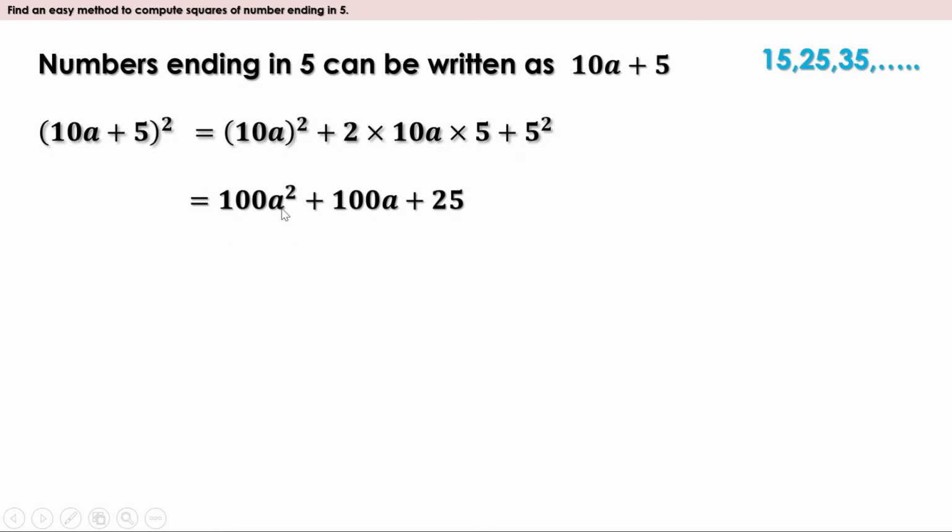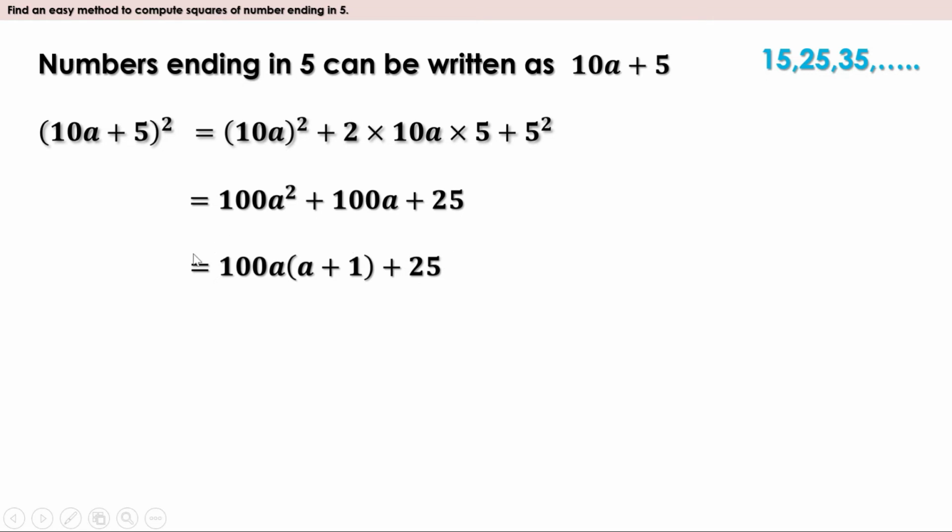Now 100a square means 100a into a. 100a means 100a into 1. We can see 100a is a common factor, and taking 100a outside, we can write 100a into a plus 1, then plus this 25. Whenever we multiply a number by 100, the last two digits are zeros, and if you add 25 to that number, the two zeros will be replaced by 25.